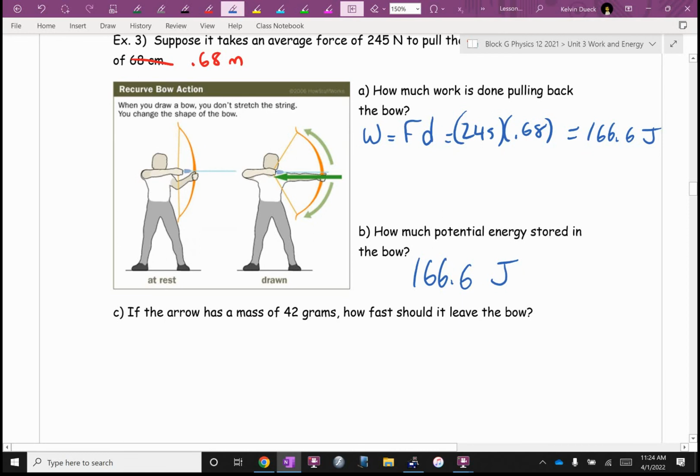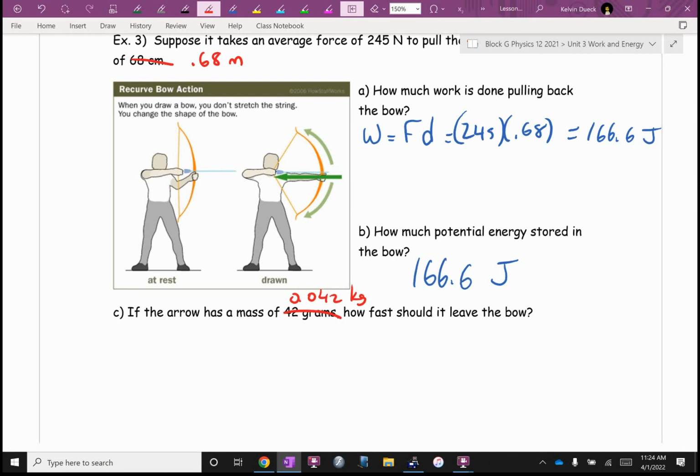So because we know how much energy is stored in the bow, we can figure out how fast the arrow will leave. If the arrow has a mass of 42 grams, nice try. Zach, 42 grams, how many kilograms? 0.42 or 0.042? Good stretch. Good. How fast should it leave the bow?